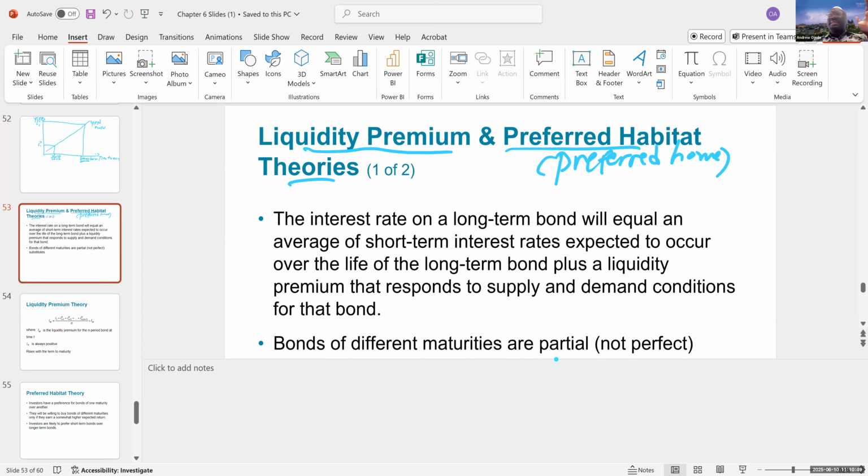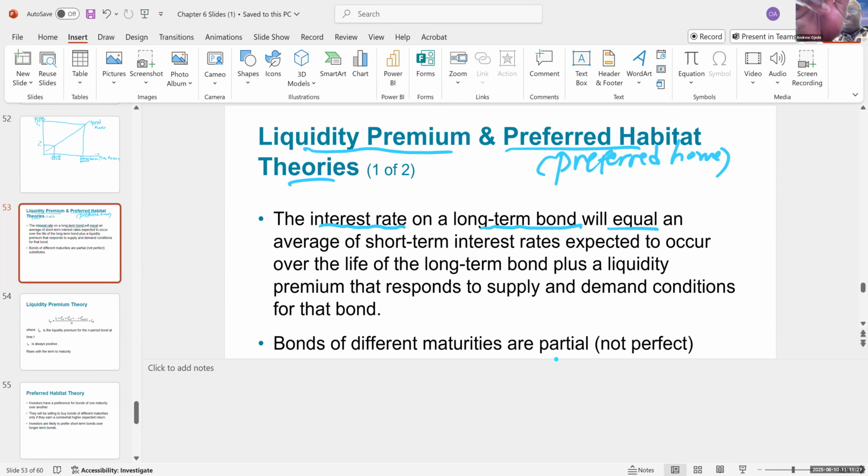The key idea here about preferred habitat is that it's talking about the bond market. There are different types of bond market: 1-year bond, 2-year bond, 5-year bond, up to 30-year bond market. So if a 30-year bond is what you like investing in as an investor, then the 30-year bond market is your preferred home, your preferred habitat. If a 5-year bond or a 2-year bond is what you love investing in, then a 2-year bond is your preferred habitat.